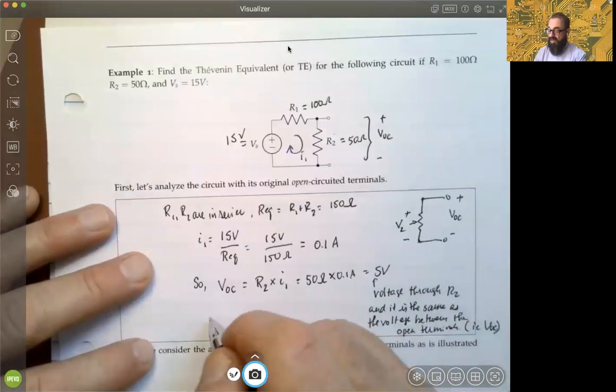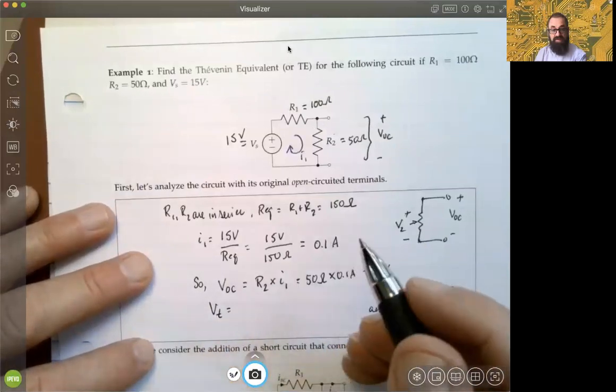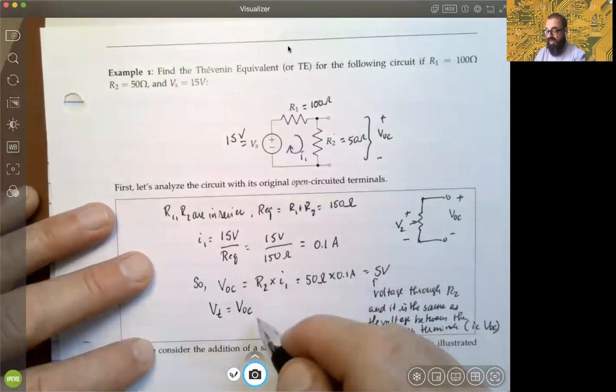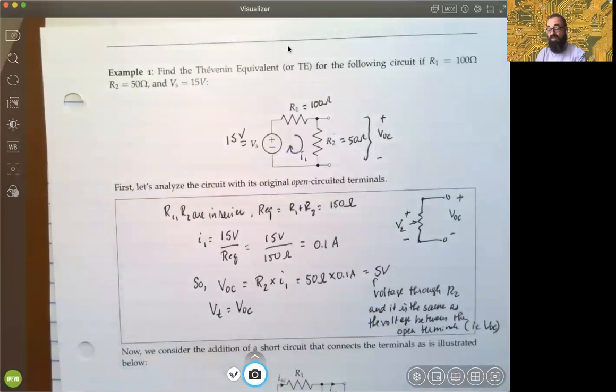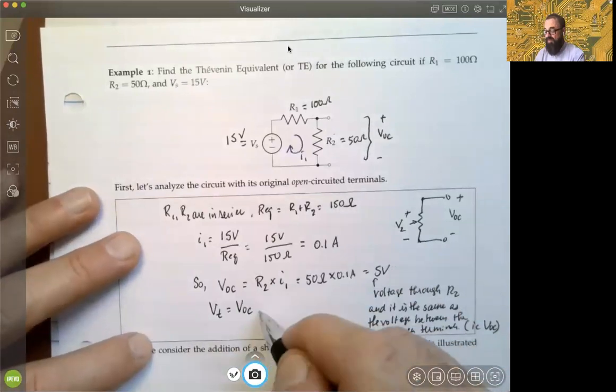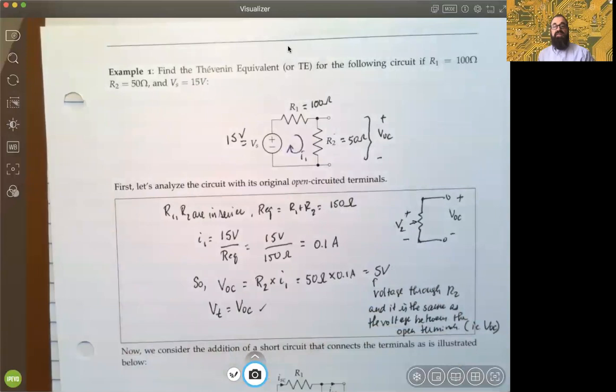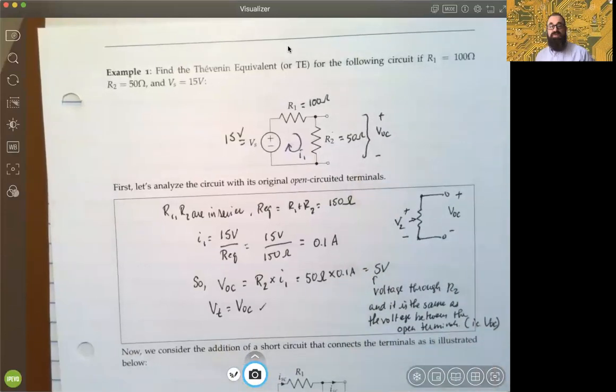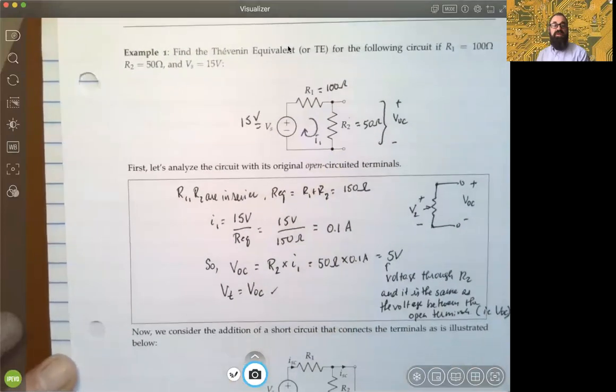So we have VOC, and we know that the Thevenin voltage is always the same as the voltage between the open terminals. So we are halfway there in terms of designing the Thevenin equivalent for this simple circuit. We needed VT. So you may ask, what else do we need? Going back to the original definition, we need a Thevenin voltage and a Thevenin resistance. You get the Thevenin voltage by determining what voltage is across those open terminals, realizing that all I need to do is find the voltage across R2.